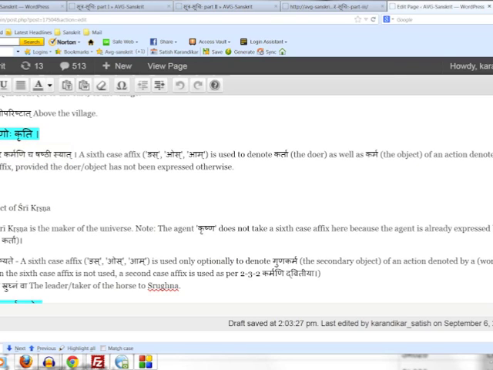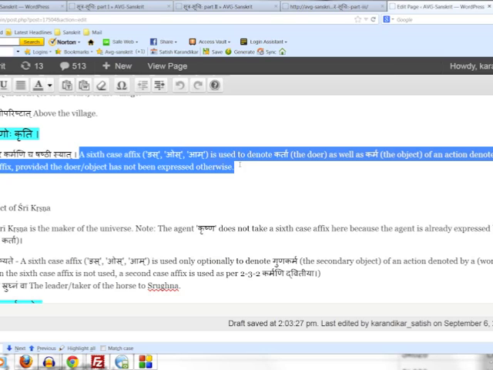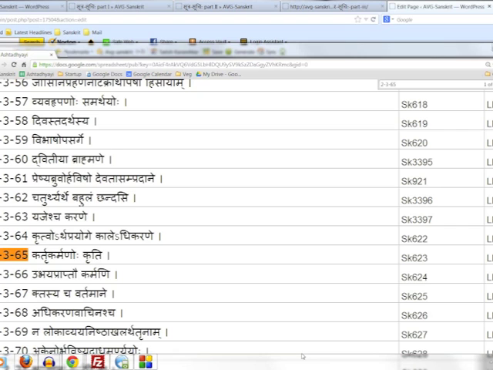karta, the doer, as well as karma, the object of an action, denoted by a word ending in a krit affix, provided of course the doer or the object has not been expressed otherwise, which is the adhikara of anabhite, which is coming down from 231.